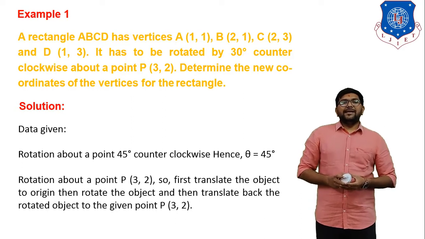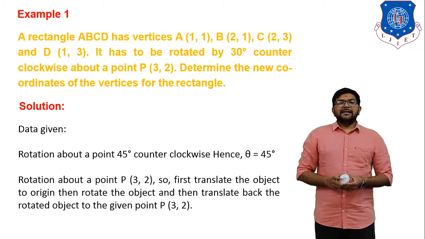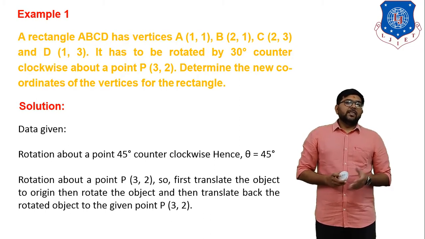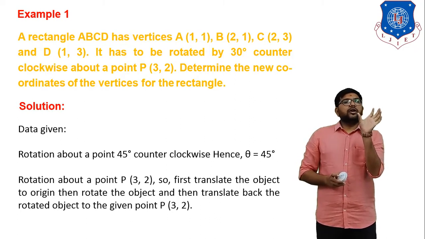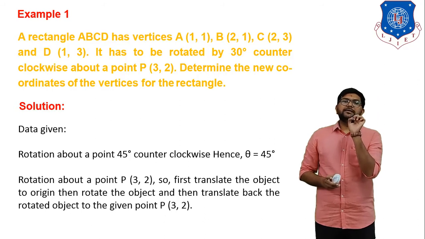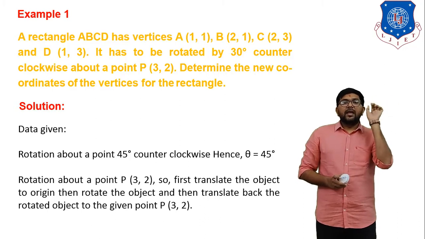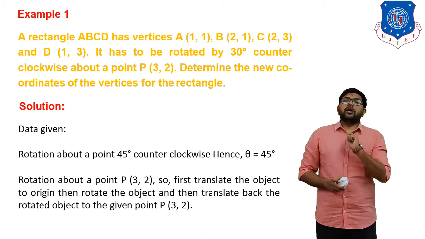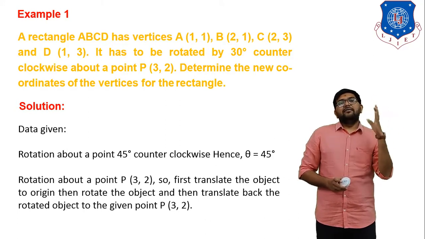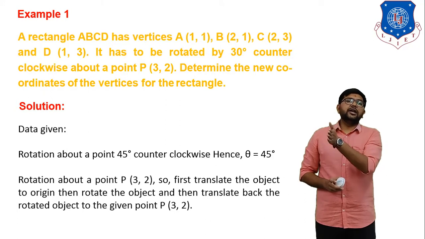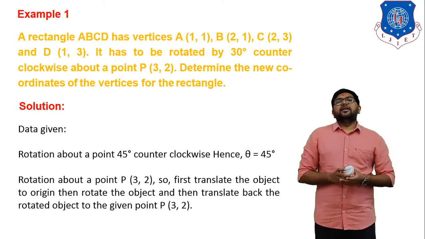A rectangle ABCD has vertices A(1, 1), B(2, 1), C(2, 3) and D(1, 3). We have one rectangle and 4 points of the rectangle. It has to be rotated by 30 degrees counterclockwise. Now we have to rotate this rectangle in anti-clockwise direction about a particular point P(3, 2). Clear? We have to rotate this rectangle about point P, 30 degrees in anti-clockwise direction. Determine the new coordinates of the vertices of the rectangle.